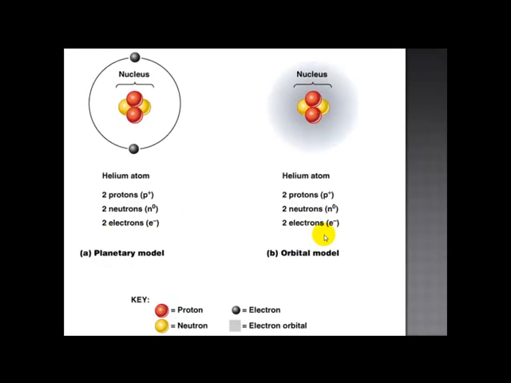Looking at a few models here, you've got the planetary model on the left of your screen and the orbital model over there. Your planetary model shows the nucleus with the protons in red and the neutrons in yellow and the electrons in gray orbiting around the nucleus, kind of like planets around the sun. The orbital model is much more realistic. The electrons can't necessarily be pinpointed or orbit like planets do around the sun.